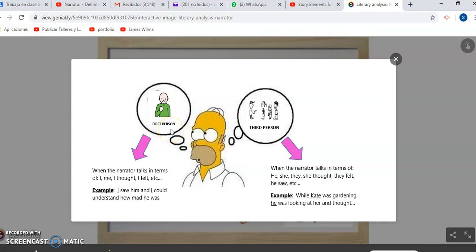So, in conclusion, when the narrator uses first person, it's because he or she is talking about himself or herself. But when the narrator talks in third person, it's because he or she is talking about the others, other people, different characters. And those are the kinds of person that the narrator can use in a story.